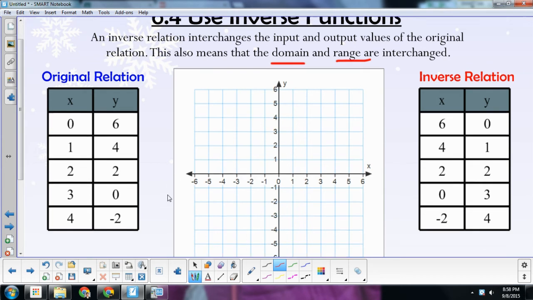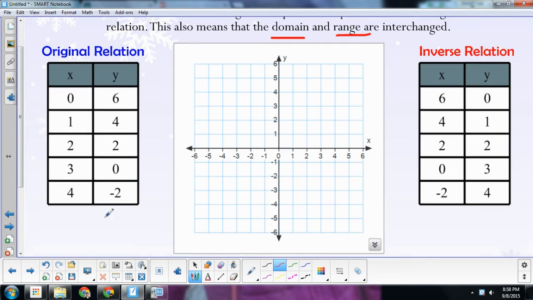For instance, if I have the original relation being these 5 points: (0, 6), (1, 4), (2, 2), (3, 0), and (4, -2). I'll go ahead and graph these once. So (0, 6), and (1, 4), and (2, 2), and (3, 0), and (4, -2). So there's the original relation.